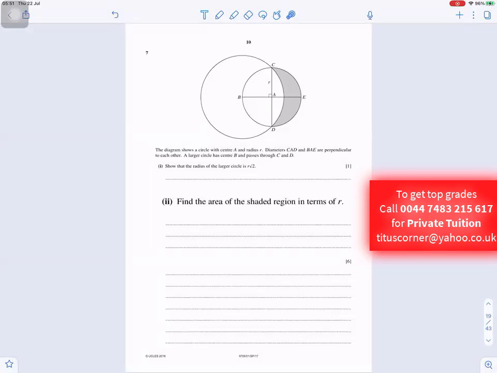Question number 7. The diagram shows a circle with center A and radius R. Diameters CAD and BAE are perpendicular to each other. A larger circle has center B and passes through C and D. Show that the radius of the larger circle is R root 2.